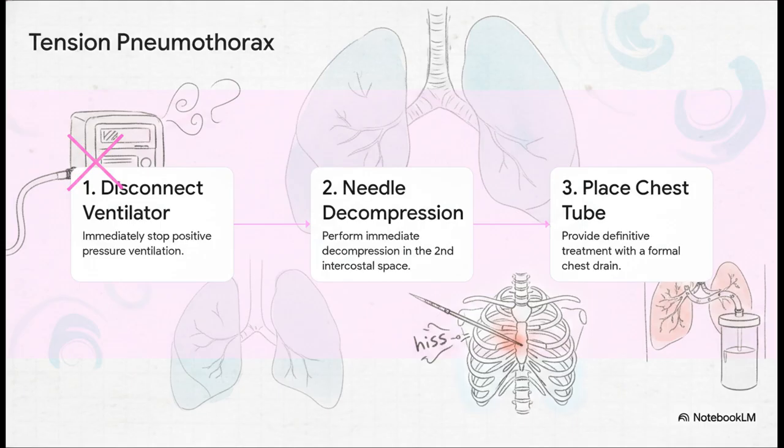Step 2 is to immediately decompress the chest. Get a large bore cannula and put it into the second intercostal space in the midclavicular line. You should hear a hiss of escaping air. This is a temporary fix, but it's life-saving. It buys you the time you need for step 3, getting a proper chest drain put in.